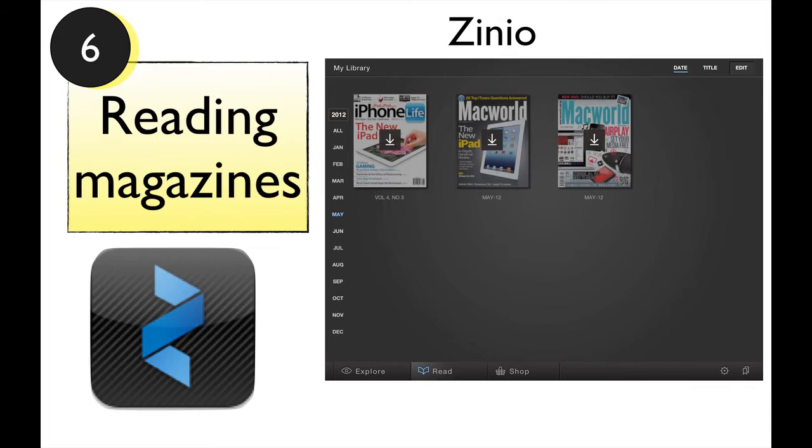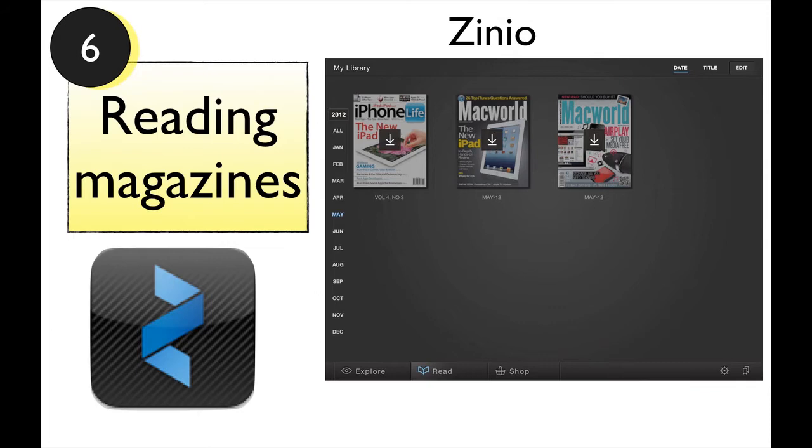There are international magazines, and you can subscribe to any of those. There's a shop where you can actually go and search for a magazine. And in this example, I've subscribed to Macworld and iPhone Life, and they're ready to download. You can see the little arrows pointing down. They're ready to be downloaded.